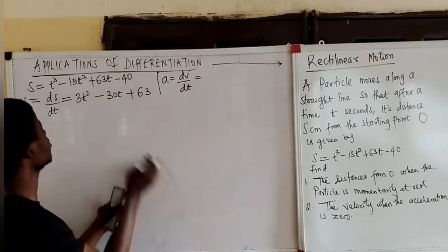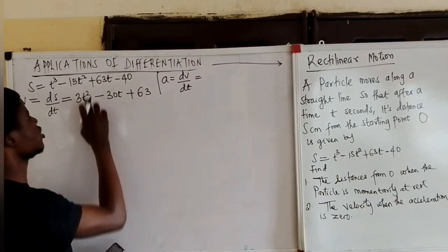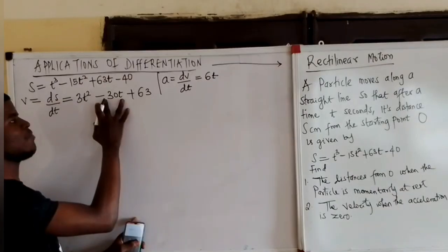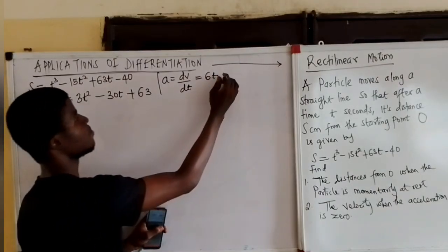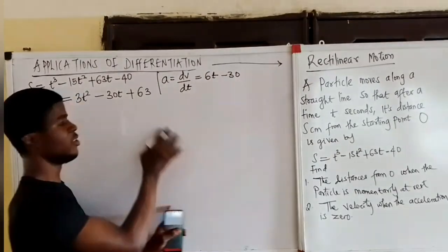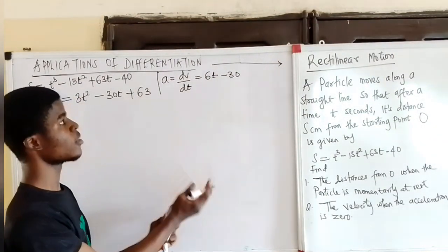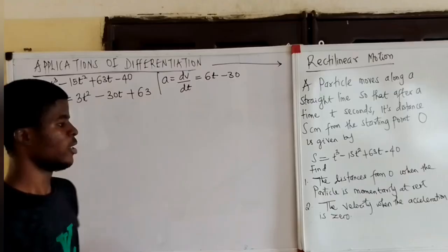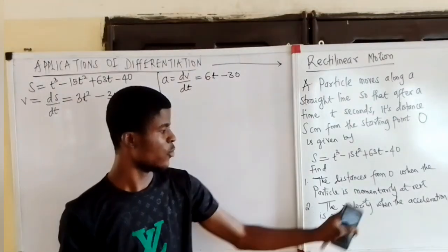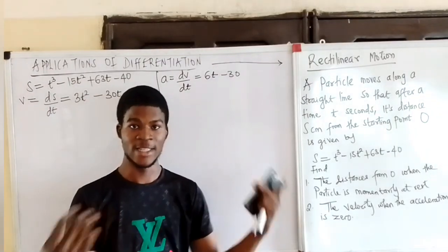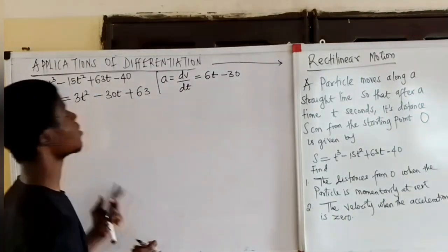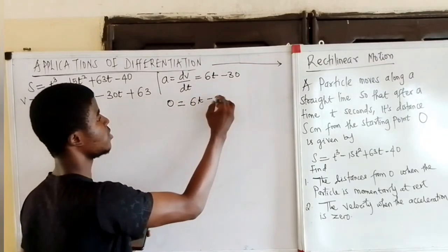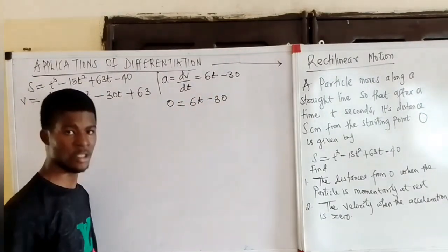And of course, if I differentiate this 3t squared, I'll get 6t. Differentiate minus 30t, I'll get minus 30. Differentiate 63, that's 0. So the acceleration is equal to 6t minus 30. We said that the velocity when the acceleration is 0, the acceleration is 0. That means 0 is equal to 6t minus 30. So I'll solve for t in this equation.